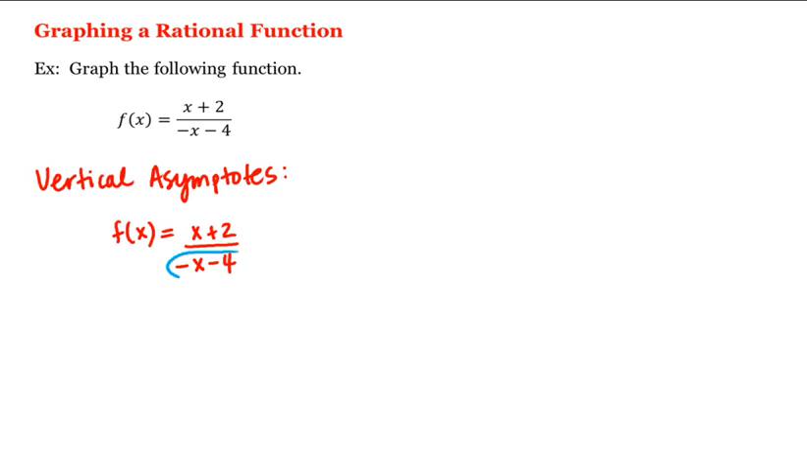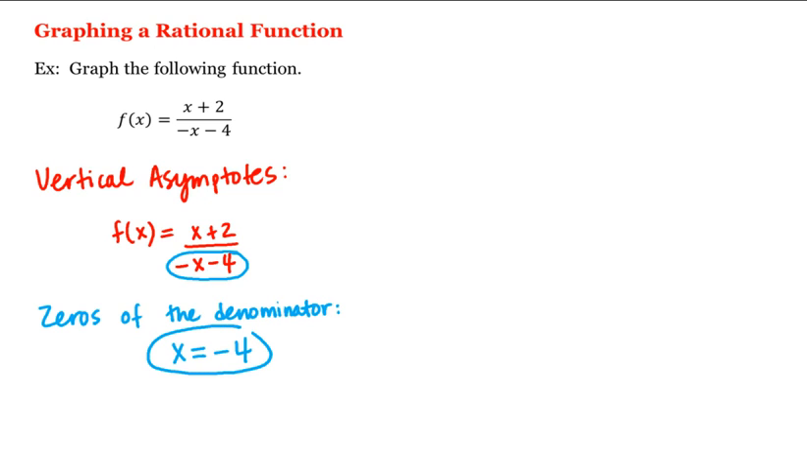So here our denominator is this -x - 4. So the zero of the denominator is x is equal to negative 4. So this is our vertical asymptote. All right, what about horizontal asymptotes?